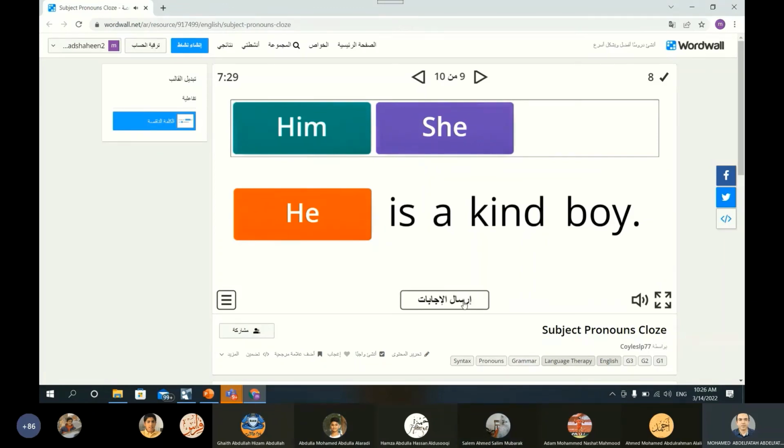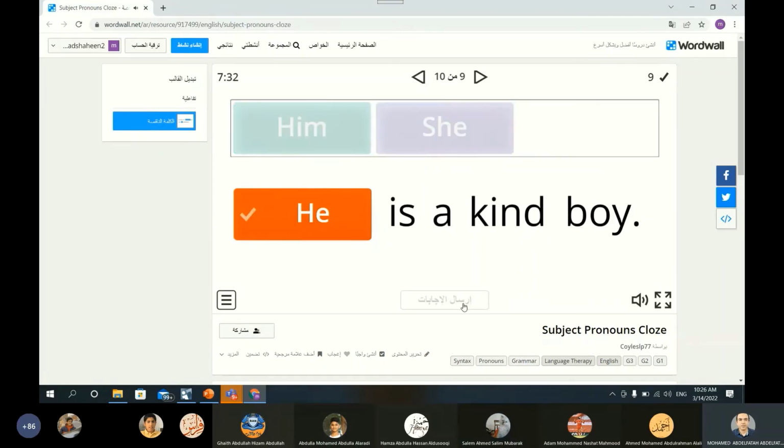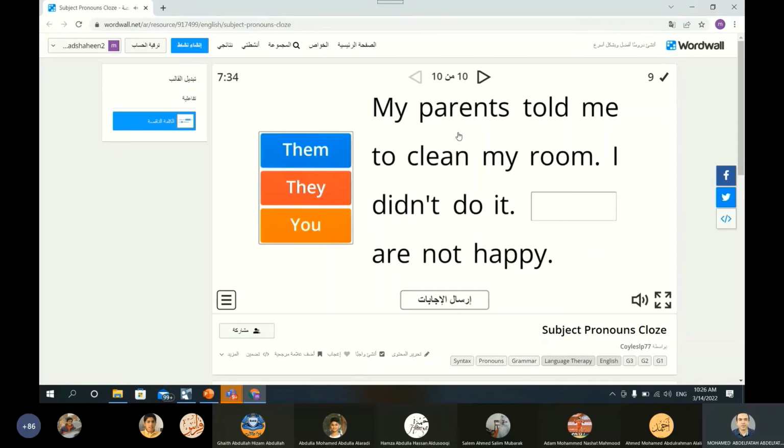Bravo. And the last sentence is number 10. My parents. Your parents are your father and mother. My parents told me to clean my room, to tidy up my room. I didn't do it. They asked me to clean the room, but I didn't do it. What are not happy?